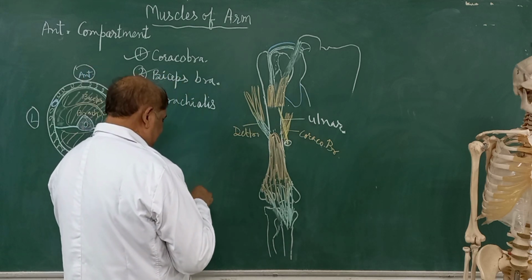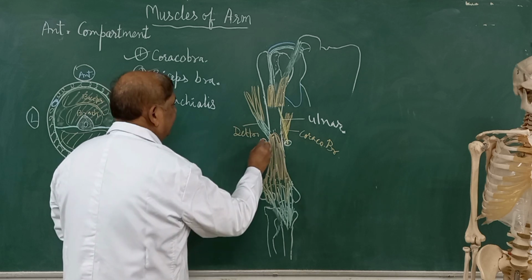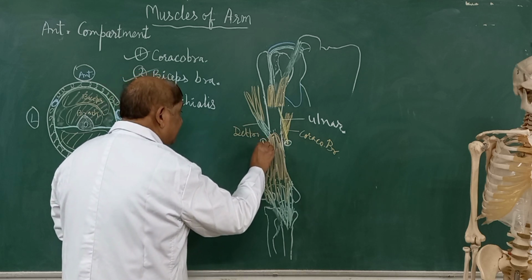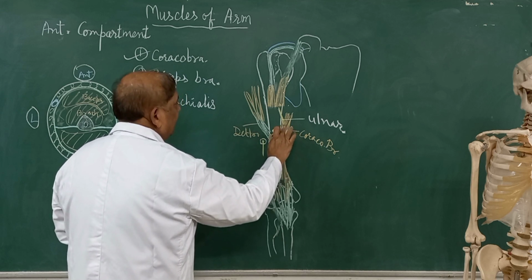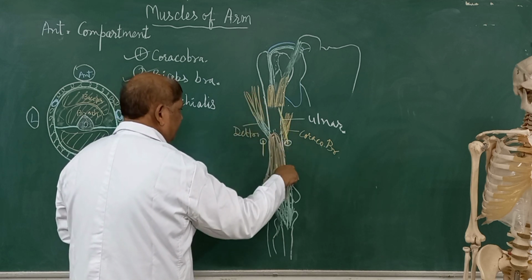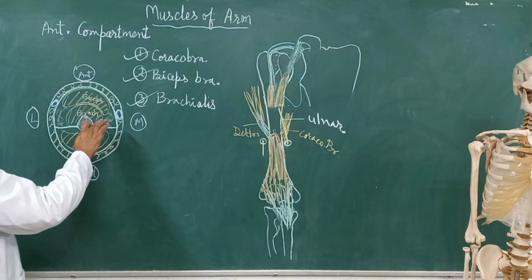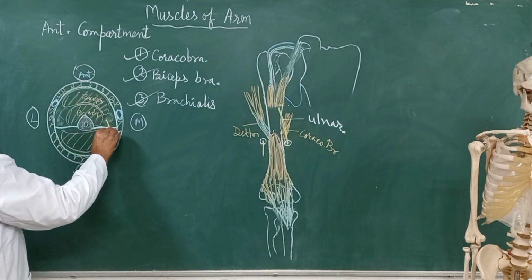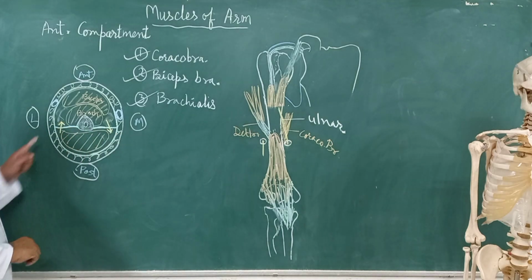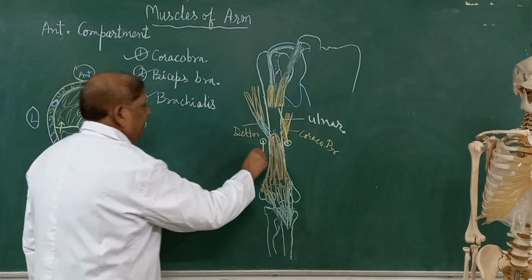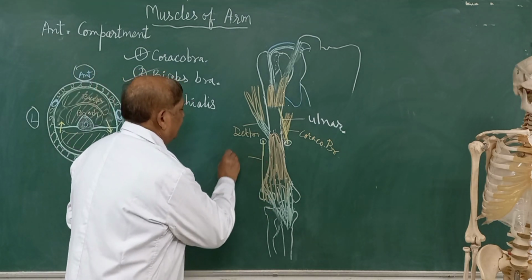Similarly, the lateral intermuscular septum at this level is pierced by the radial nerve, which is emerging. That means it is coming from the posterior compartment. The ulnar nerve is going from anterior to posterior compartment here, as you can see. This will go from the anterior compartment to the posterior compartment, but the radial nerve will come from the posterior compartment to the anterior compartment here. So this is the radial nerve.